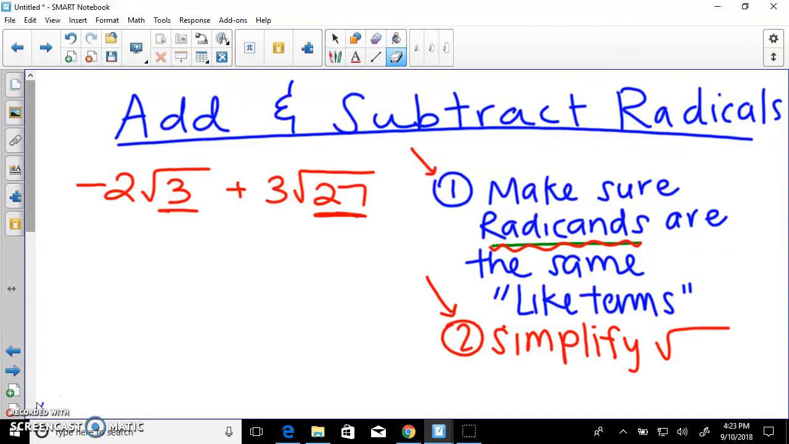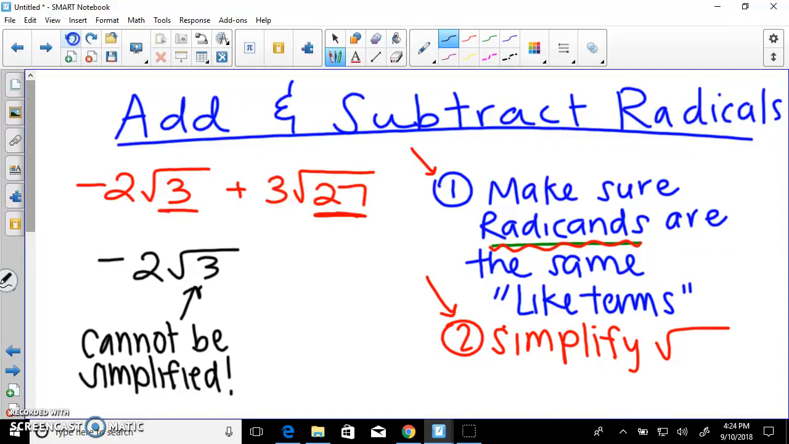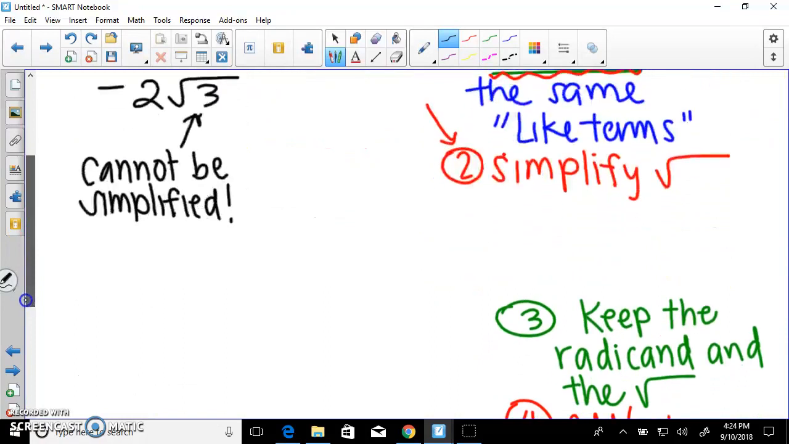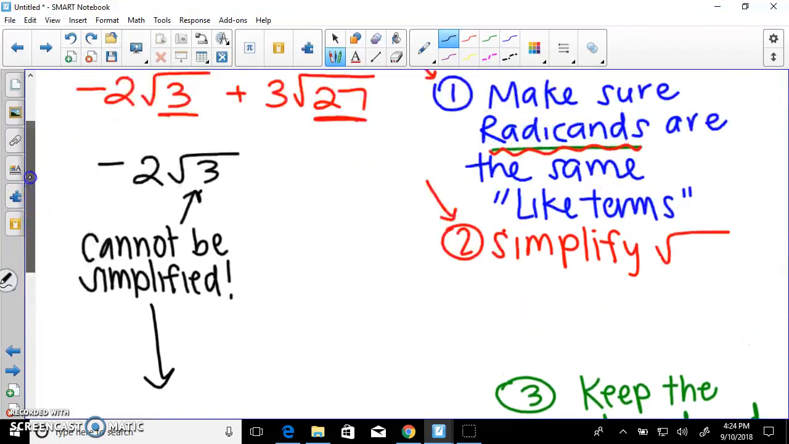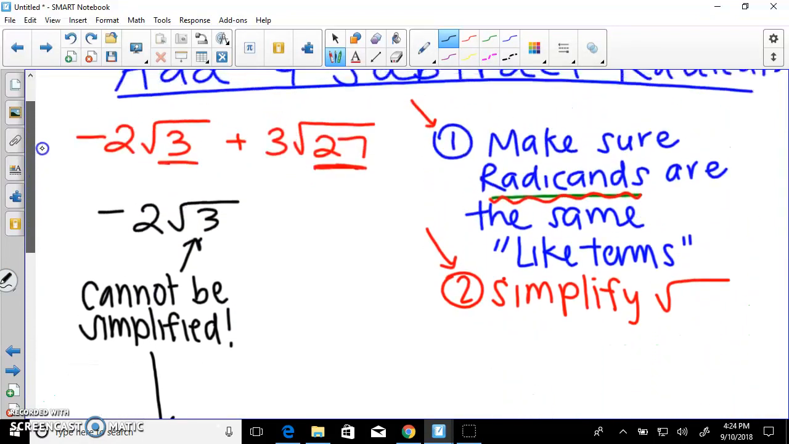So let's take a look at the first one, negative 2 square root 3. The square root of 3, that's already a prime number. That can't be simplified any further. So cannot be simplified. So this is just going to remain the same. So I'm just going to kind of move this down a little bit. And negative 2 square root 3 is just going to remain the same, okay? Because it cannot be simplified.